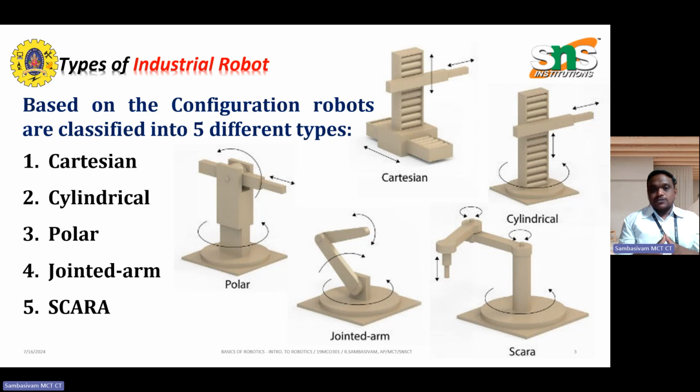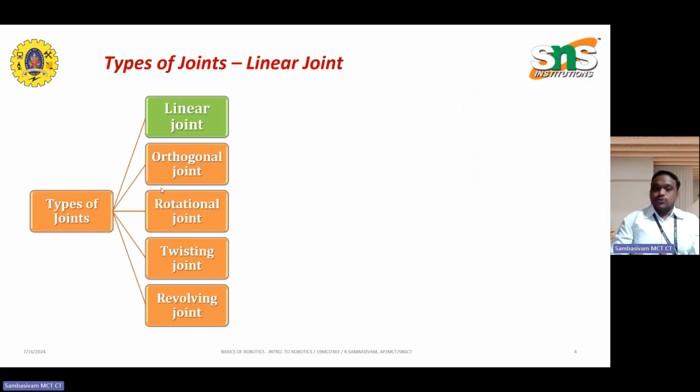Now we are going to discuss the different types of joints. There are five different types of joints: linear, orthogonal, rotational, twisting, and revolving joints. As I said, from the name itself we can understand the purpose and the main need of these joints. From the name itself, we can see the linear joint.